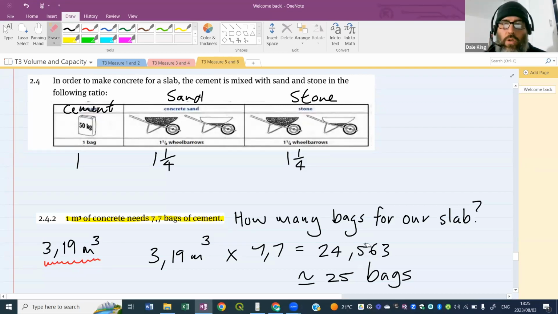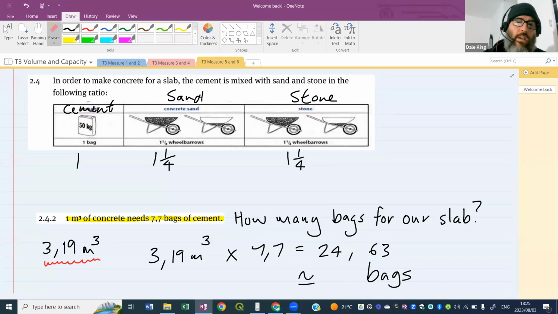My question to you is, what if the answer was 24.163? How many bags do we need?